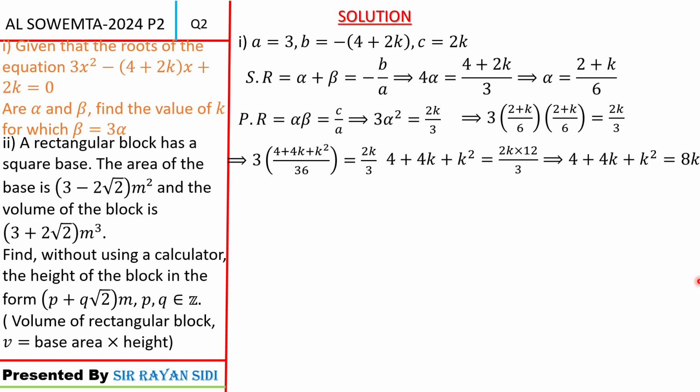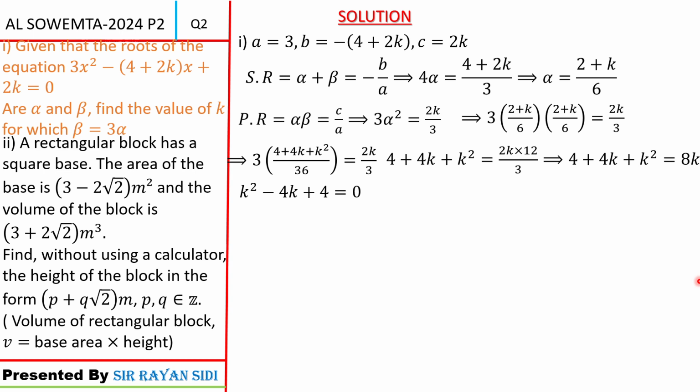Now when you send the 8k to the other side, you get k squared minus 4k plus 4 equals 0. Now you have a quadratic equation again, which you have to factorize, or use the formula method if you want. If you are not very powerful in the factorization method and you see that the method is very lengthy, you go and use your formula method directly to save time. But someone already used to factorization can just factorize directly.